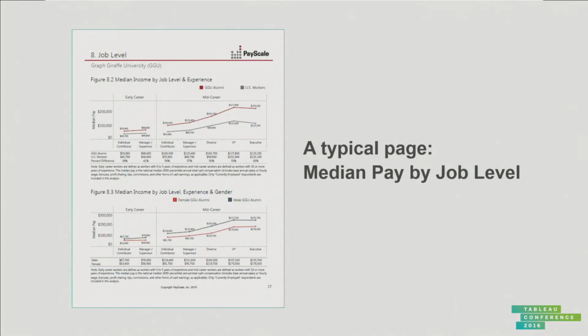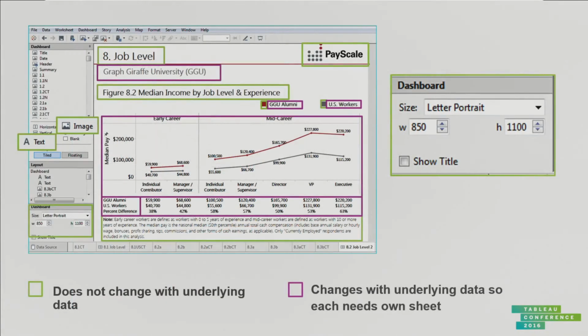A little bit more complicated of a page, but exactly the same idea. So now we're looking at median income by job level and experience compared to national. Exact same thing, just a lot more green boxes and a lot more purple boxes. So my headers, my pay scale, my figure names, all of those things can just be static text and image because they don't need to update ever.